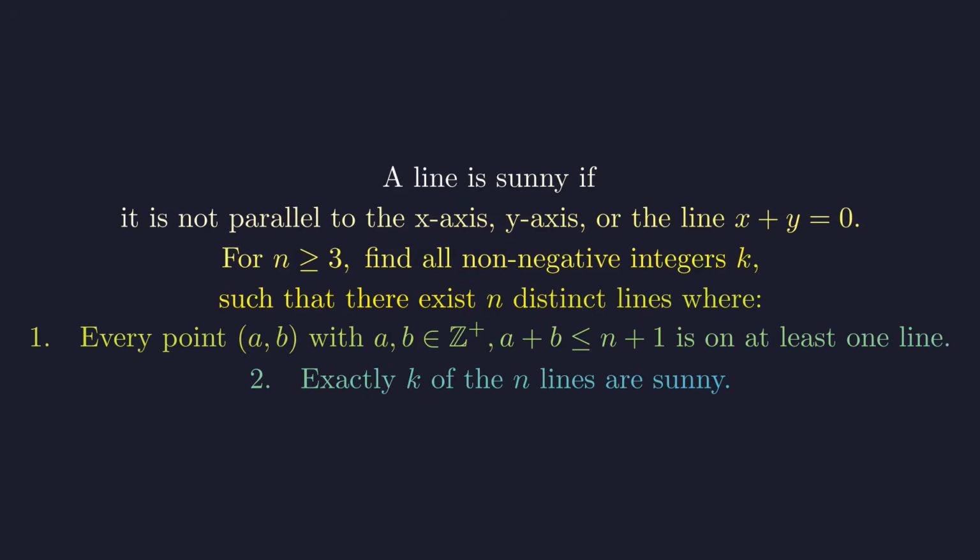This is a problem from the IMO 2025. We're given a specific triangular grid of points and asked to cover it with exactly n lines. The problem introduces a special property. A line is called sunny if its slope isn't 0, undefined, or -1. Our task is to determine all possible values for k, the number of sunny lines we can use in our set of n.